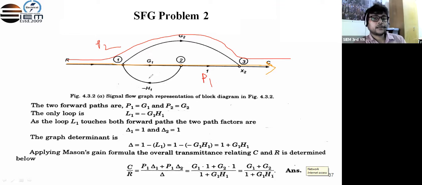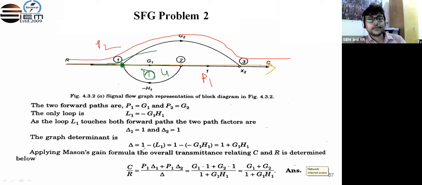Okay, and only one loop is present here. This is a loop, the loop L1. So L1 equals to minus G1 into H1. As the loop L1 touches both the forward paths, you see this L1 touches at this particular node, so with both the forward paths touched, that means del 1 and del 2 will be 1.